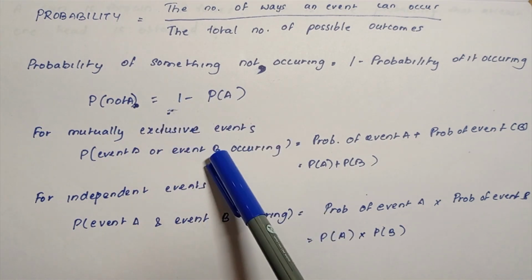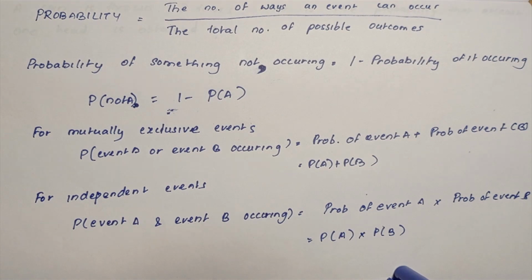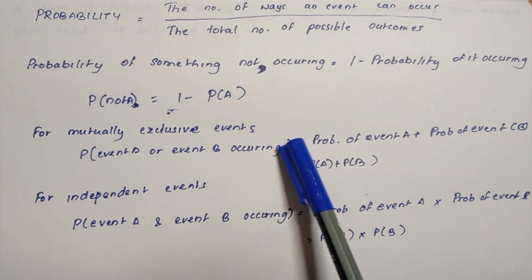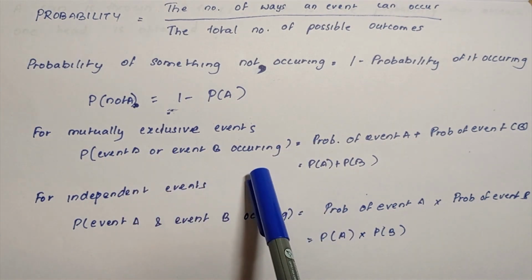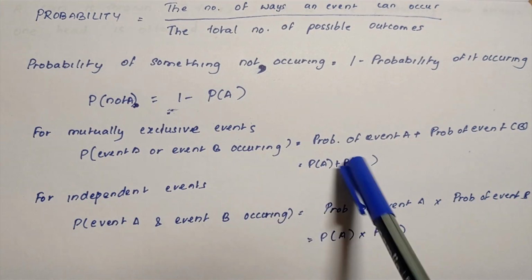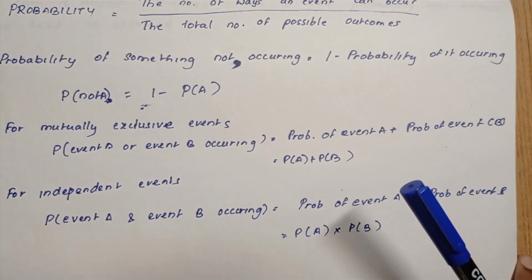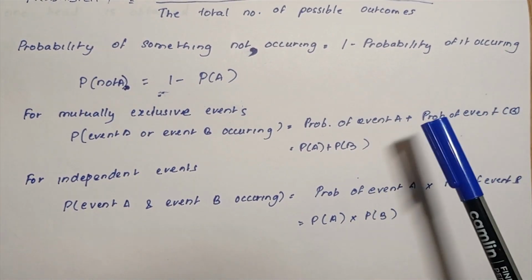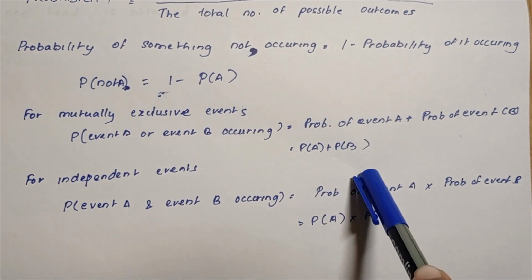Now for mutually exclusive events, it means when one event is happening, the other cannot occur simultaneously. Basically, two events cannot occur at the same time. So for mutually exclusive events, the formula is: the probability of event A or event B occurring is equal to the probability of event A plus the probability of event B. That is equal to probability of A plus probability of B.